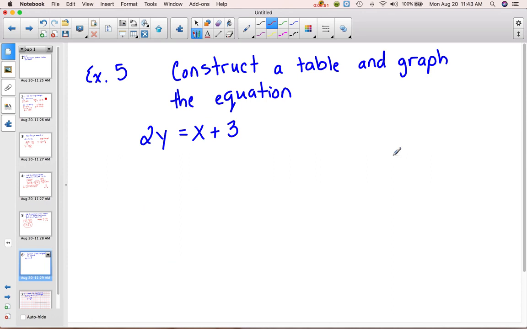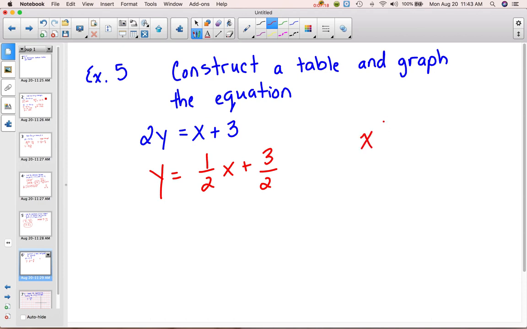This example asks us to construct a table and to graph the equation. If it's not given to you in slope-intercept form, or we're creating a table, I find it much easier to actually solve for y. So solve for y in terms of x, which is why you had to do the other problem like that. So I'm going to divide by 2. I'm going to get 1/2 x plus 3/2, and then I'm going to create a table.